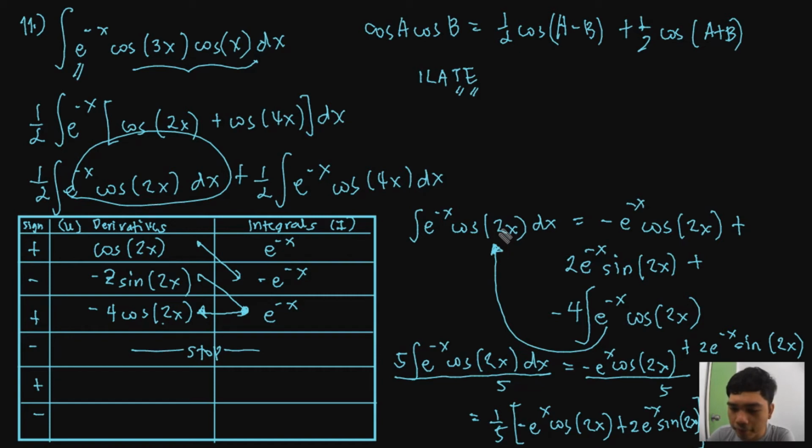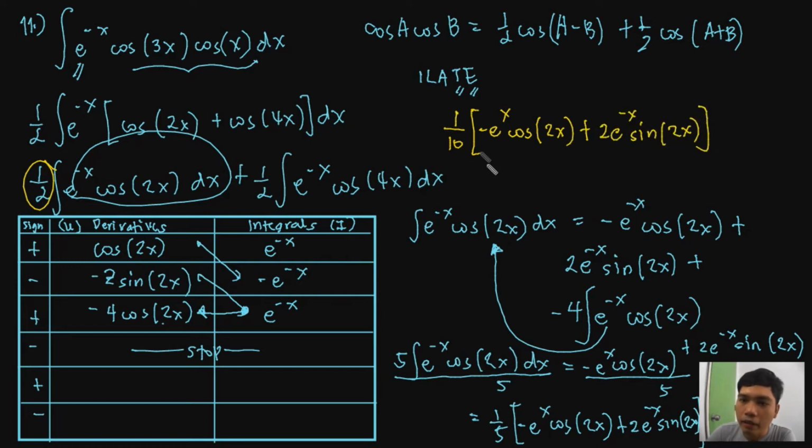apply. Okay? So, therefore, yung first term natin, the derivative would be 1/2. So, itong 1/2, dito yun galing, no? Tapos may 1/5 pa dito. So, that is 1/10. Okay, and then, negative e raised to x cosine of 2x, and then plus 2 e raised to negative x sine of 2x. Okay? That is for our first term.